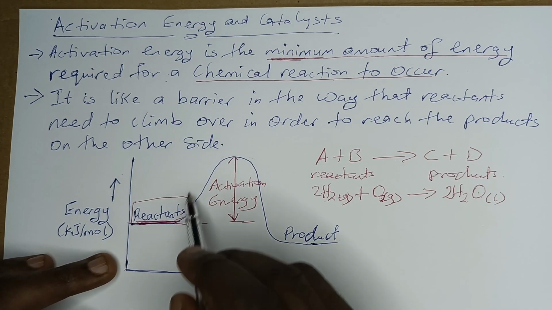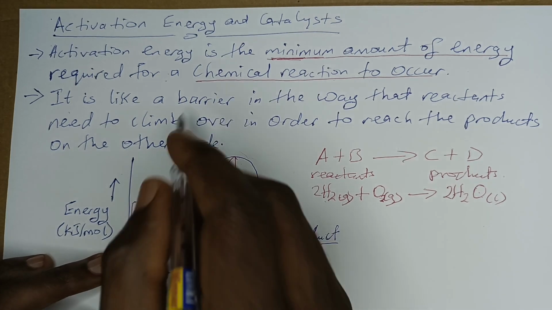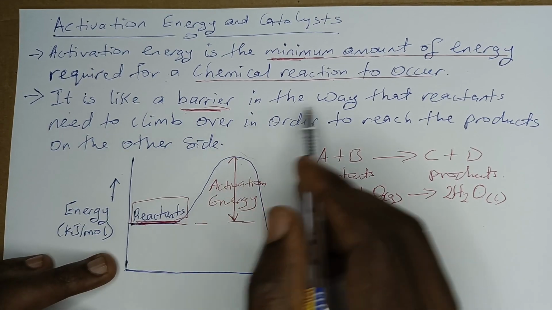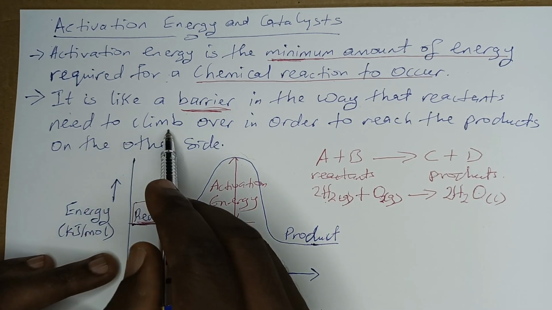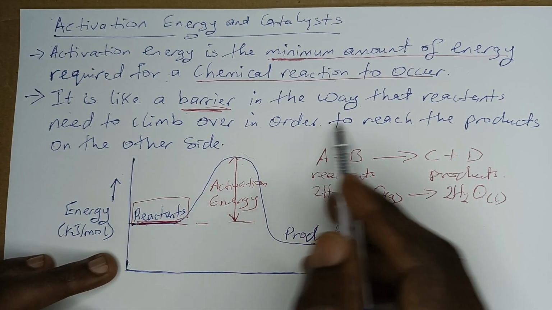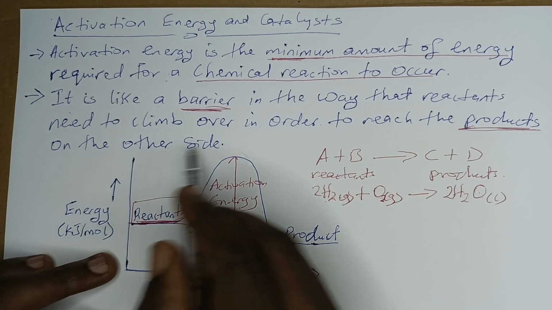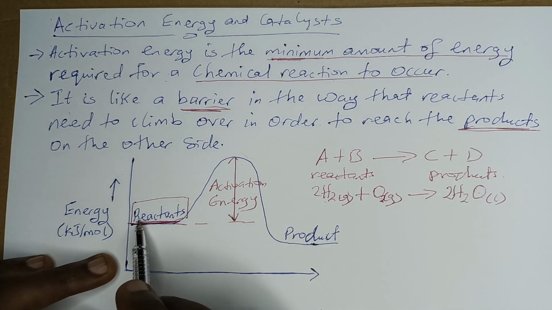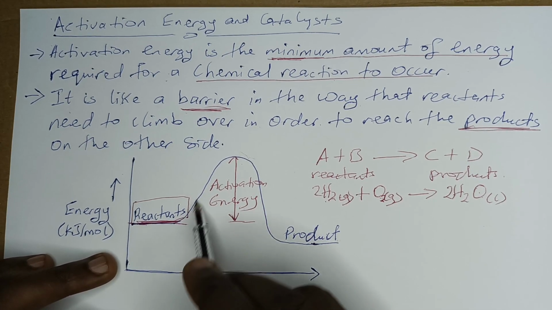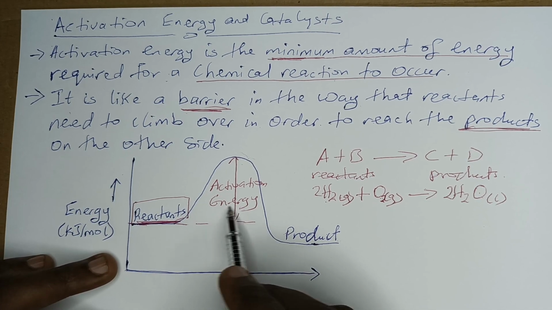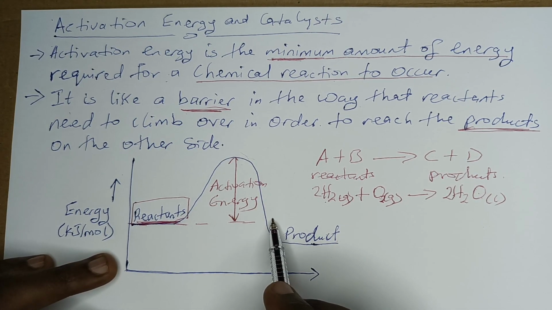What is being climbed is like a mountain. See, it is like a barrier in the way that the reactant needs to climb over in order to reach the products on the other side. Now, it's climbing this to reach this product. What it climbs is called activation energy, because that's the energy needed to climb.